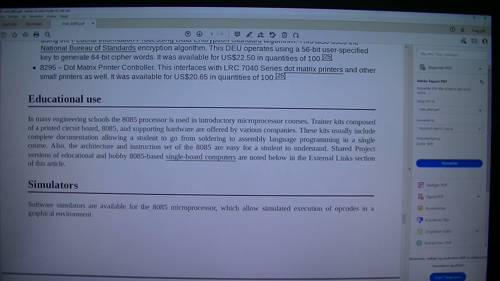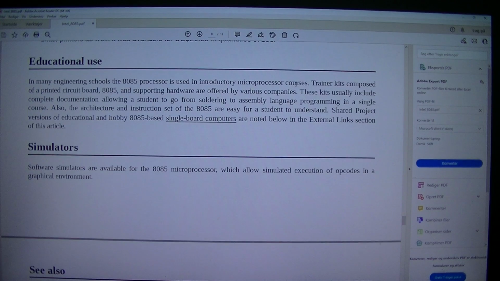8295. Matrix printer controller. This interfaces with LRC 7040 series matrix printers and other small printers as well. It was available for $20.65 in quantities of 100. Educational use. In many engineering schools, the 8085 processor is used in introductory microprocessor courses.